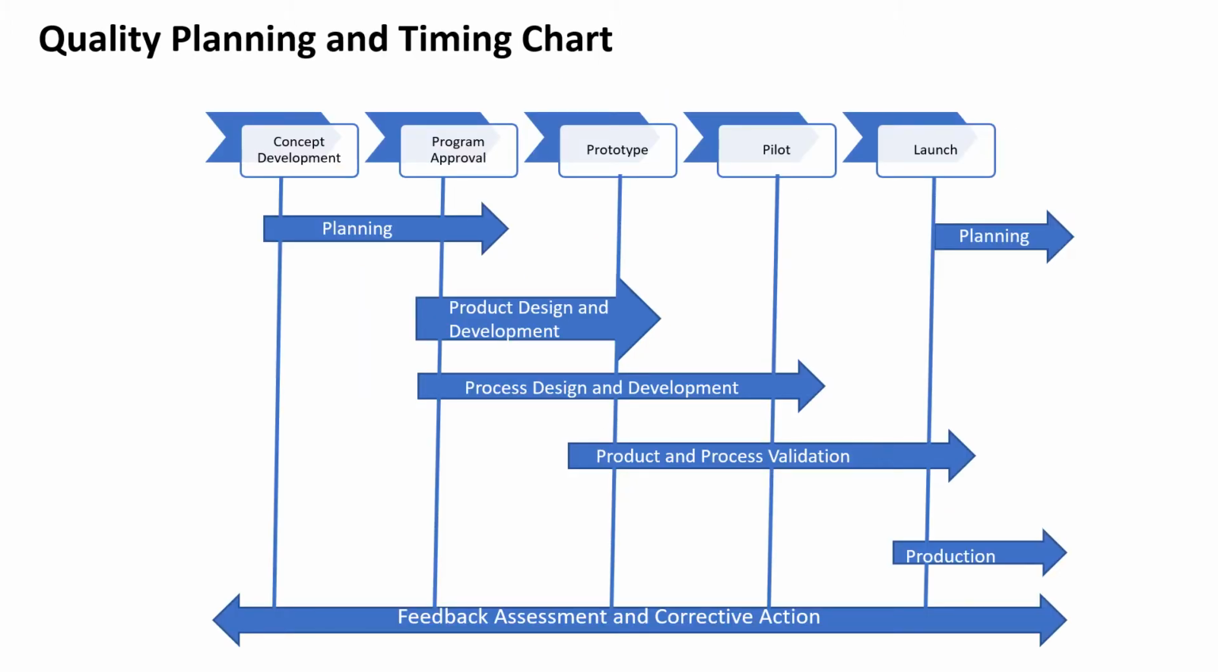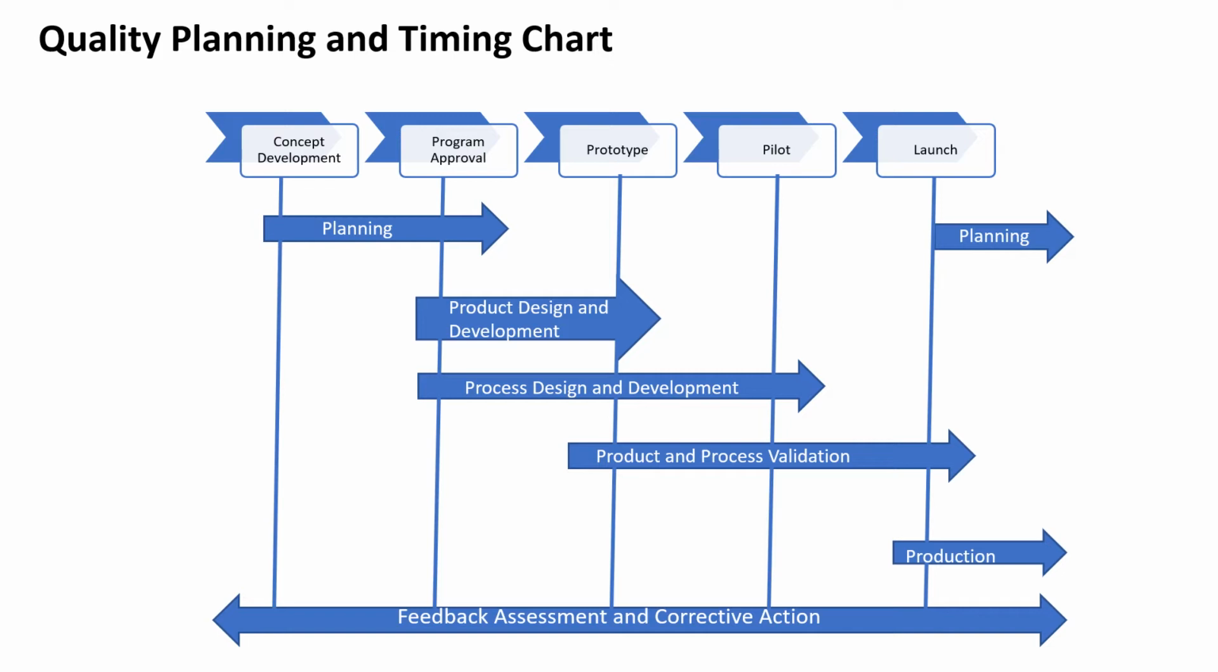So this is the quality planning and timing chart. As I said, which is similar to MPP or the Gantt chart, we need to develop a quality plan in a way that is in sync with the product plan. Along with the product planning activities, these are to be included as part of MPP if you are developing it together. So you'll have concept development, program approval, prototype, pilot, launch. These are the phases of product development.